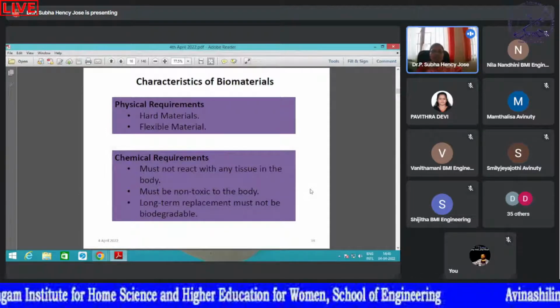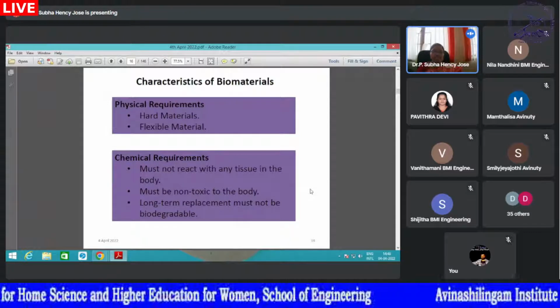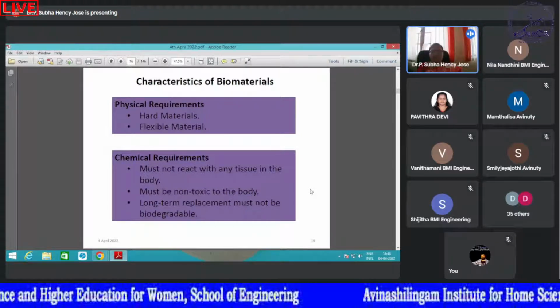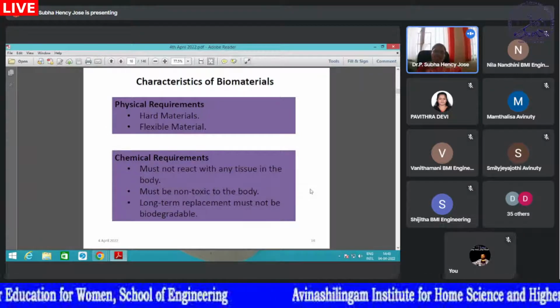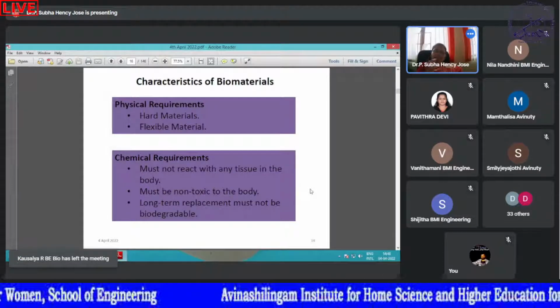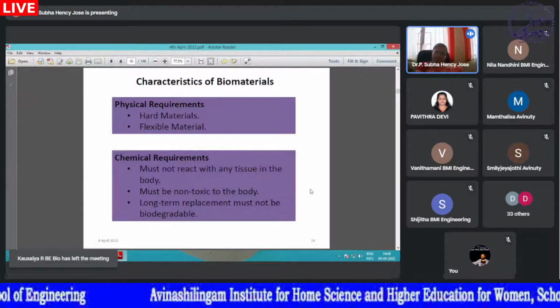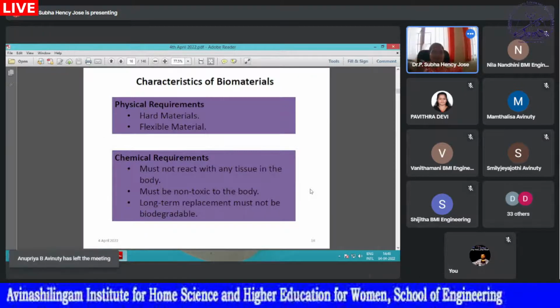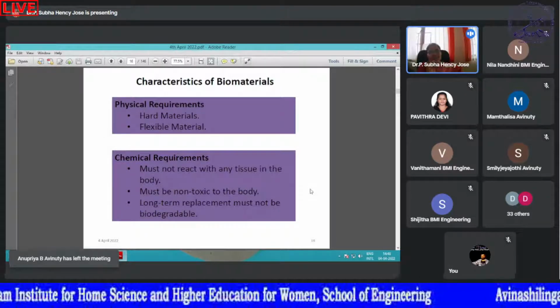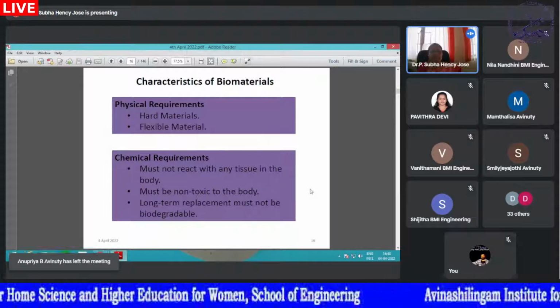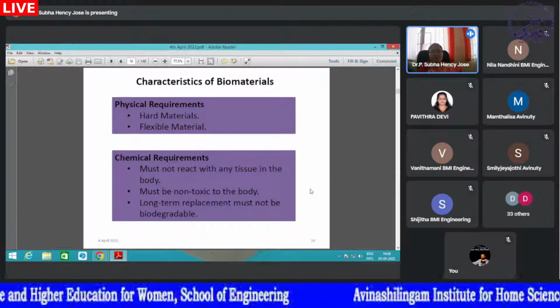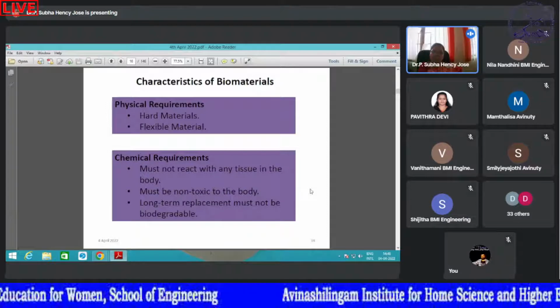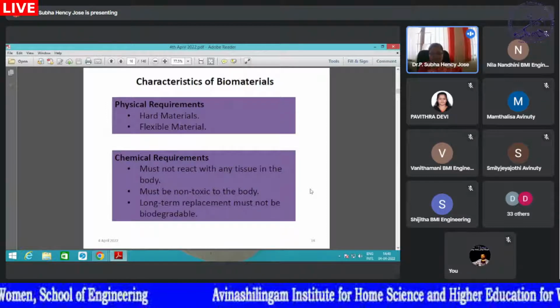So the first level can be classified as physical requirements and chemical requirements. So what is meant by physical? Physical, in the sense that for some applications, like bone and steel, the physical requirement is that it should be hard. And for some applications, like heart valve movement, it should be flexible. So these are the physical requirements. It should be hard as well as flexible based on the application.